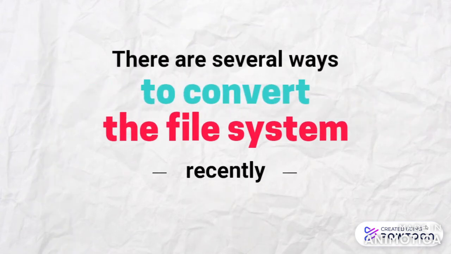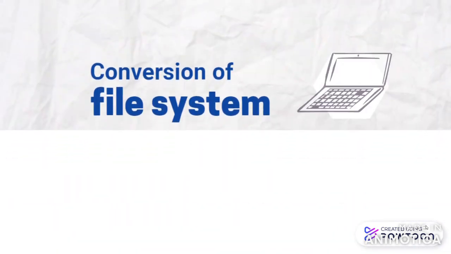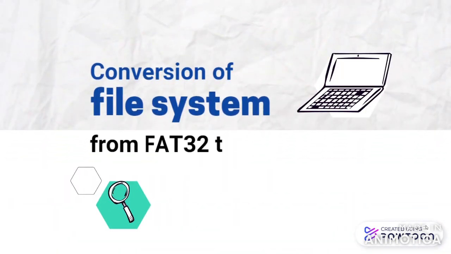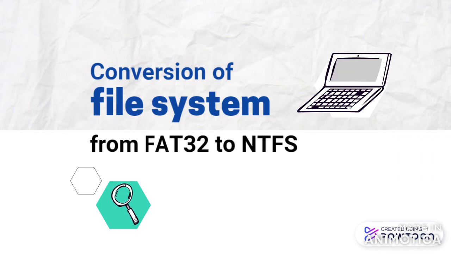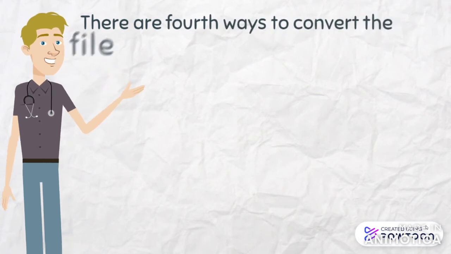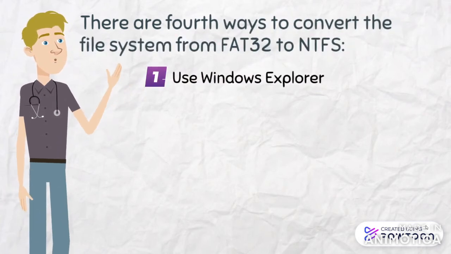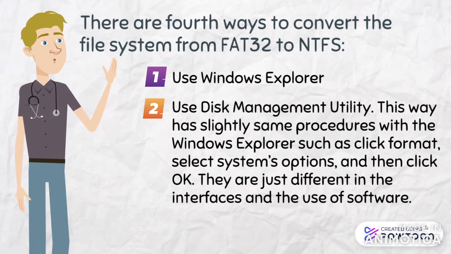Now, we will proceed to the part of conversion of the file system. There are several ways to convert the file system recently. The first method we will discuss is conversion of file system from FAT32 to NTFS file system. There are 4 ways to convert the file system from FAT32 to NTFS. The first way is using Windows Explorer. The second way is to use a disk management utility.